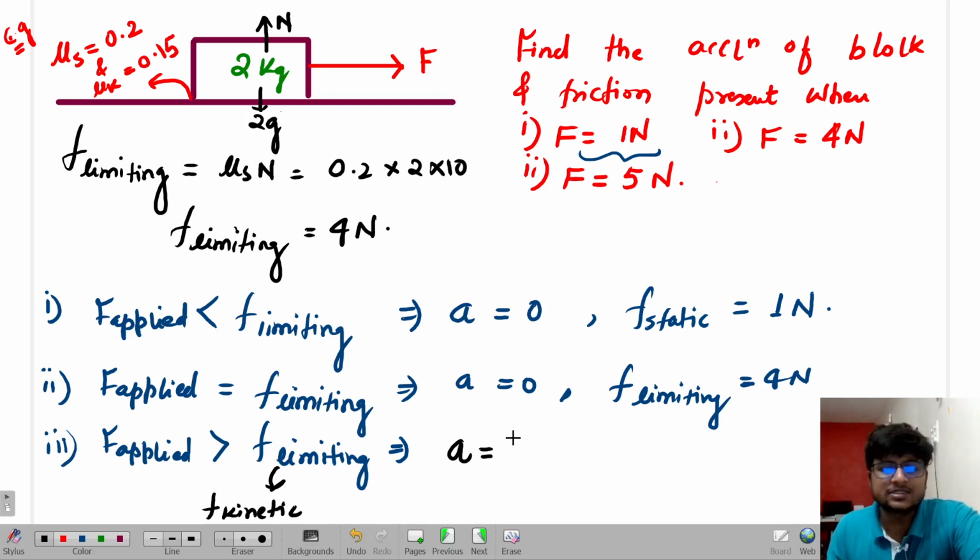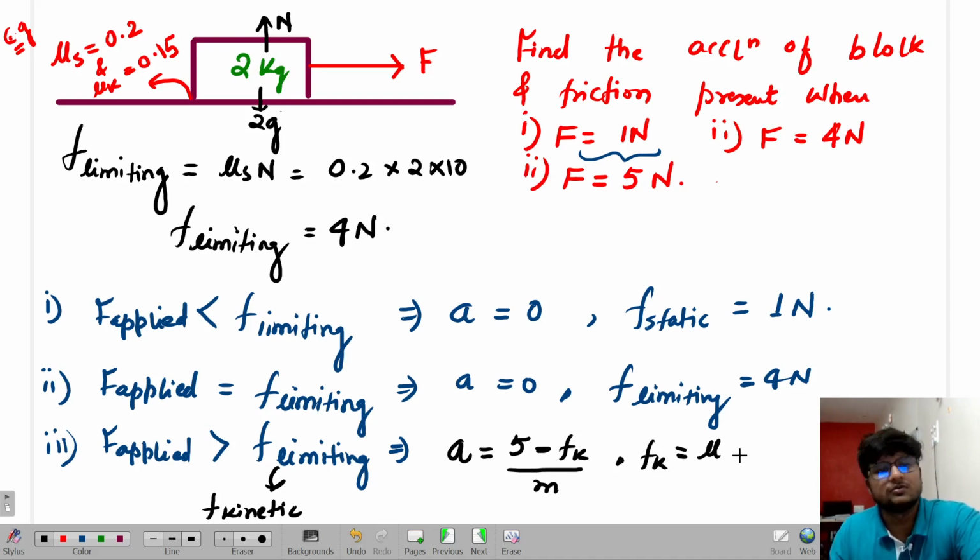At that time, acceleration will be what? Pulling force 5 Newton minus F kinetic, divided by mass M. Now F kinetic is what? Mu K into N normal. And what is that? 0.15 into normal, which is 20. So this will be how much?